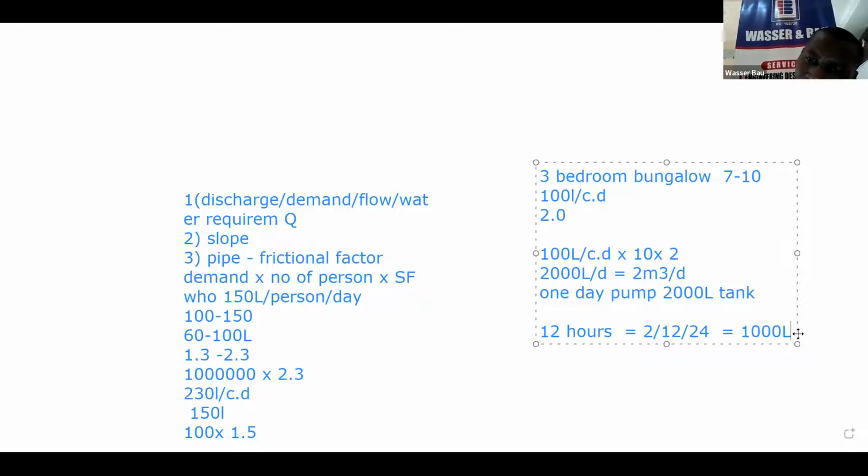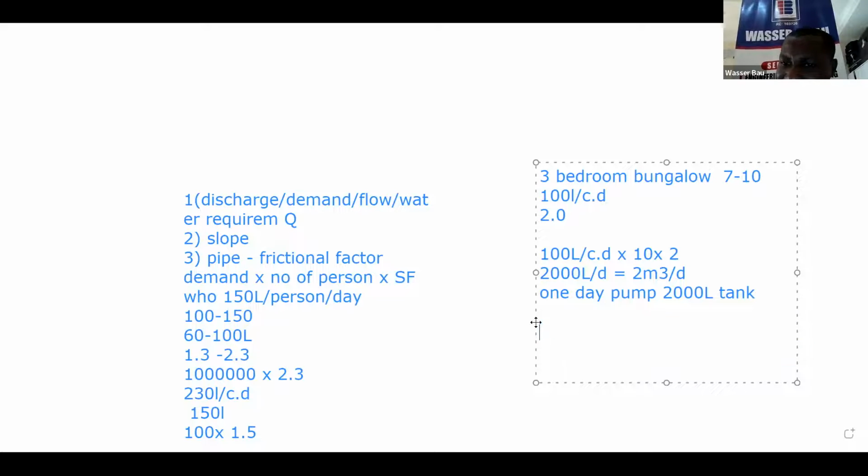But for you to do your pipe sizing, you must reduce this 2,000 liters per day into liters per second. Because in doing your discharge, you must reduce it to the smallest unit, and that smallest unit is the liters per second. There's no smaller unit than liter per second.